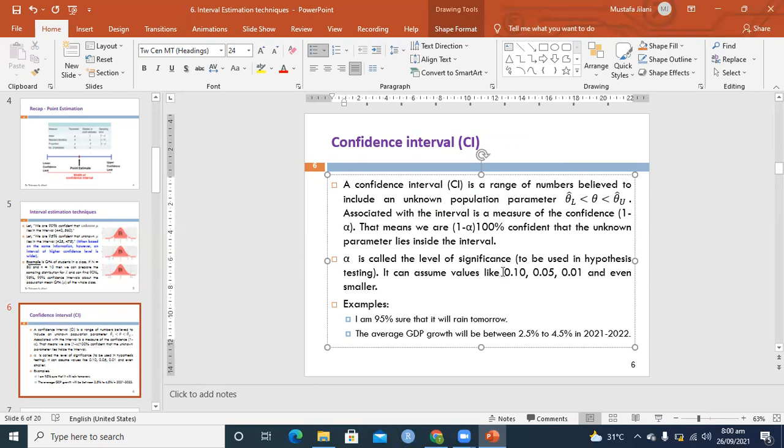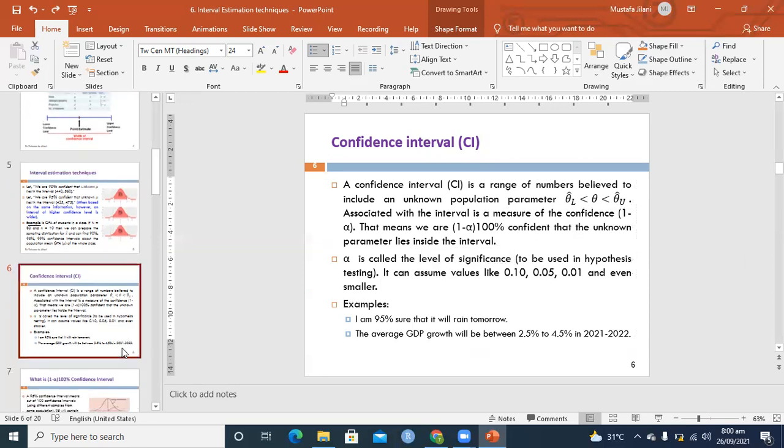So 90% confident means 10% not confident, and 95% confident means 5% not confident. And similarly, if I am 99% confident, then 1% not confident. So these non-confidence values are called the level of significance, and these are used in hypothesis testing in our next lesson.